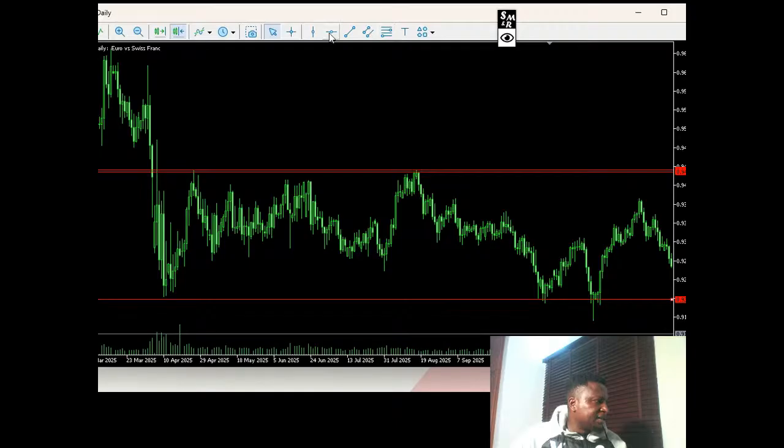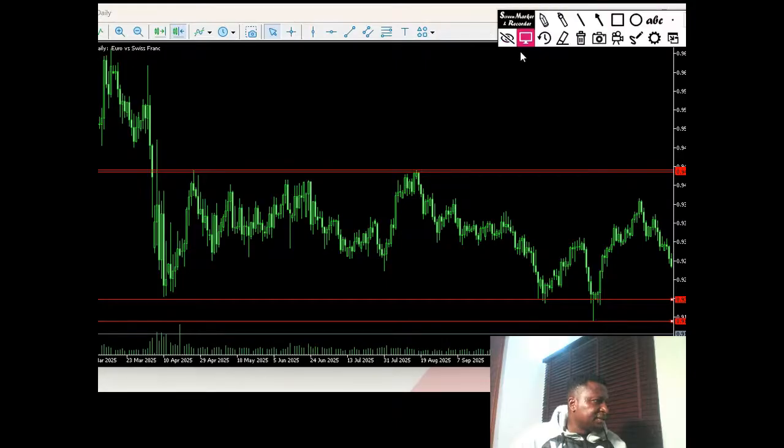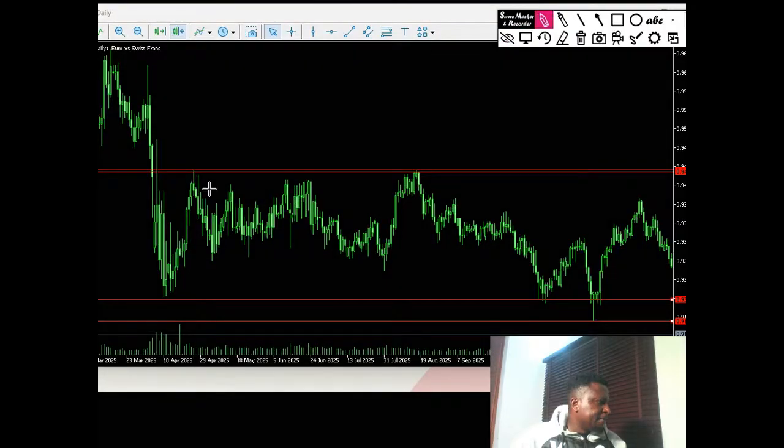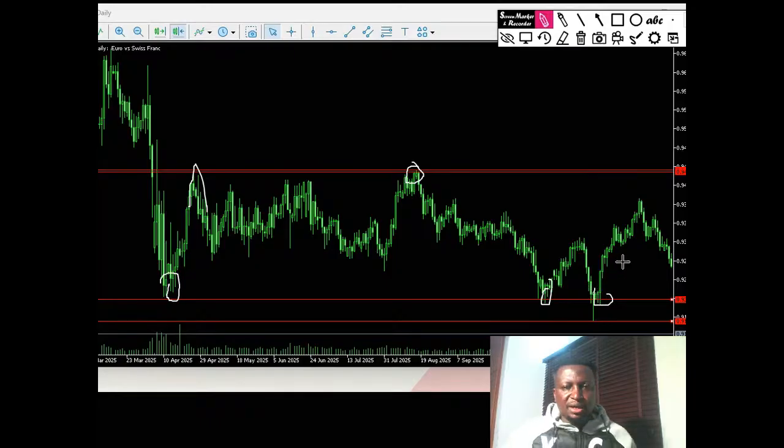This is another key level here. You can see that price touched here twice. This is a key level. There is one here, also touched here two, three. These are key levels. These are areas where price touched more than twice.